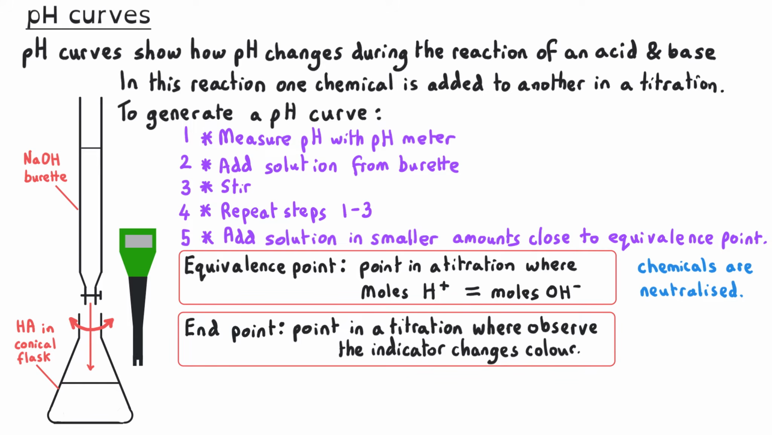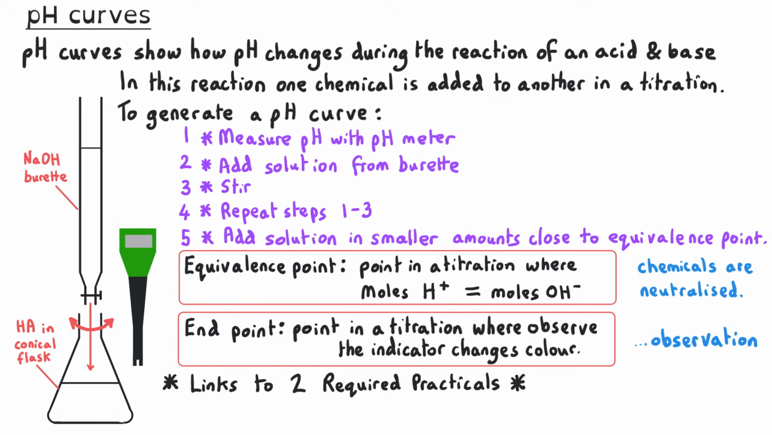The end point for a titration is the point in the titration where the indicator changes color. And so this is an experimental observation. This topic is really, really important because it has links to 2 required practicals, or the practical assessed groups, depending on which course you are following.